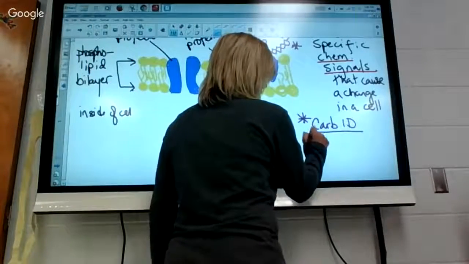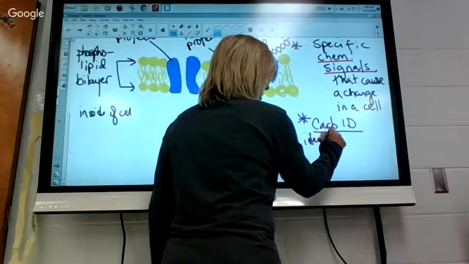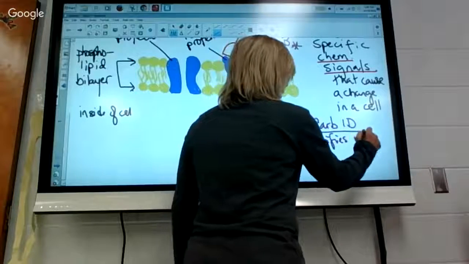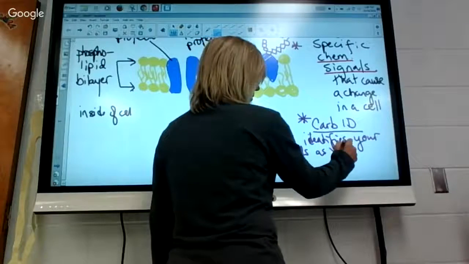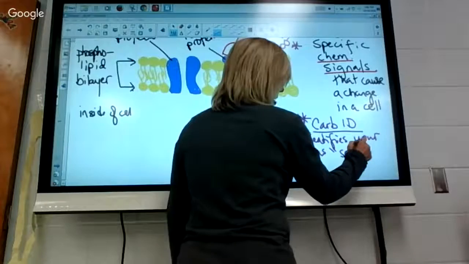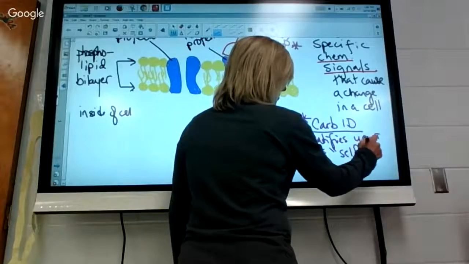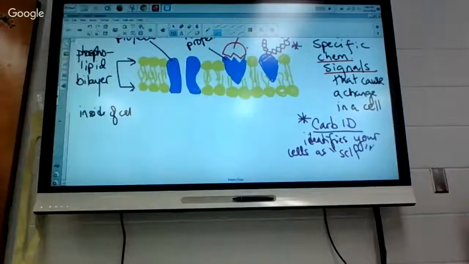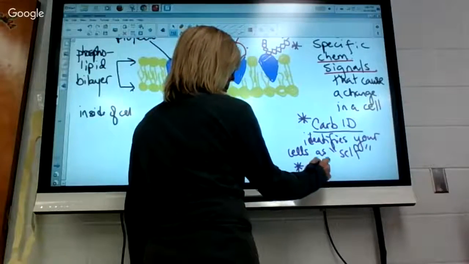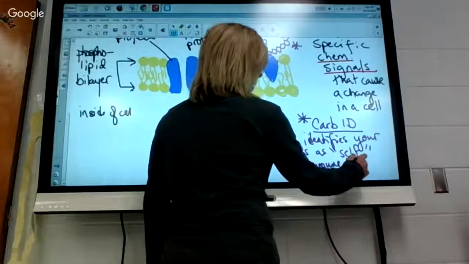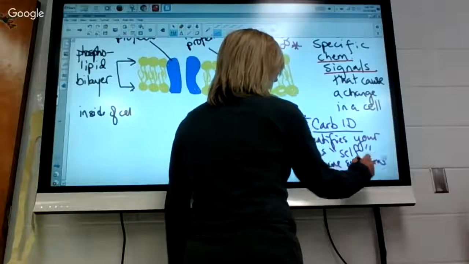So the ID tag identifies your cells as self, okay? And no one else's. So this is where the immune system knows what's not self. Okay.